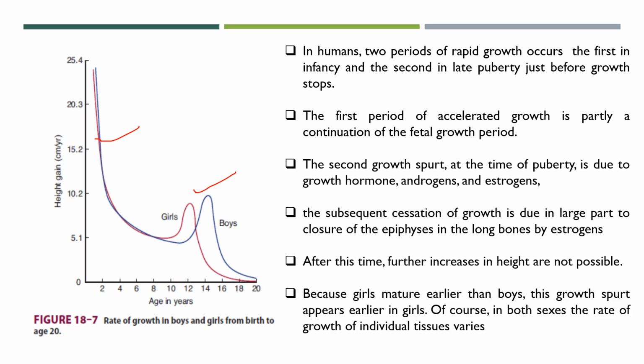Because girls mature earlier than boys, this growth spurt appears earlier in girls. Of course, in both sexes, the rate of growth of individual tissues varies.